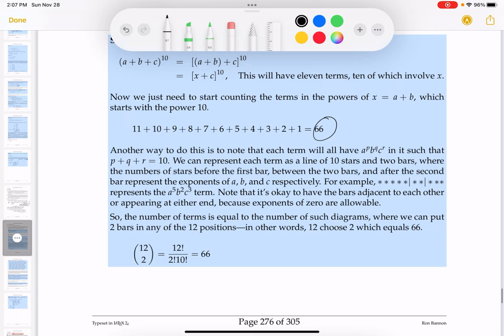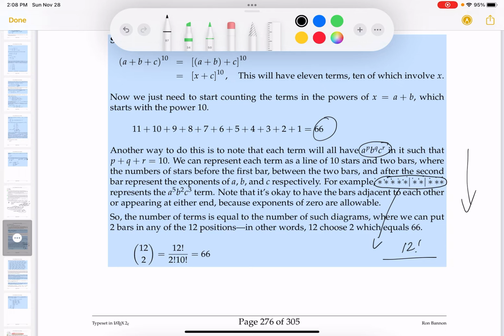I also talk about other ways of doing it, knowing that each term has an A, B, and C in it, where those exponents would sum up to 10. And then I talk about partitions. By the way, this is a pretty simple ordering problem. Let me just count them up: 1, 2, 3, 4, 5, 6, 7, 8, 9, 10, 11, 12. So 12 factorial.